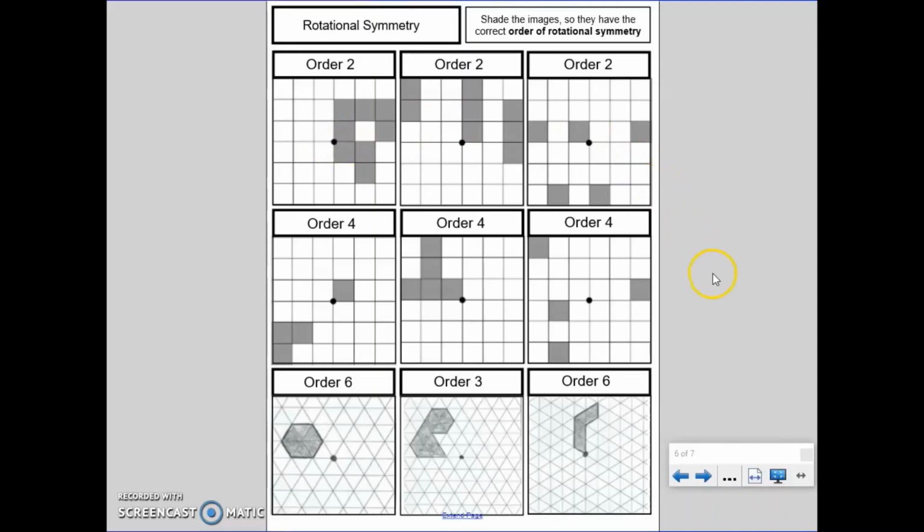So you need to copy out the original question as it stands, and then you need to make the shape have the correct order of rotational symmetry by adding shaded squares. This is quite a challenging task, so you may need to try and visualize what you are rotating, and you may use tracing paper to help you if you require it. Could you pause the video at this point, and then I'll show you my solutions when you unpause the video.